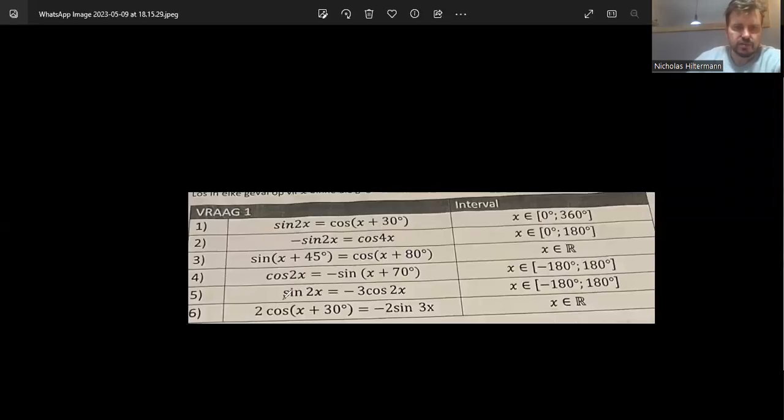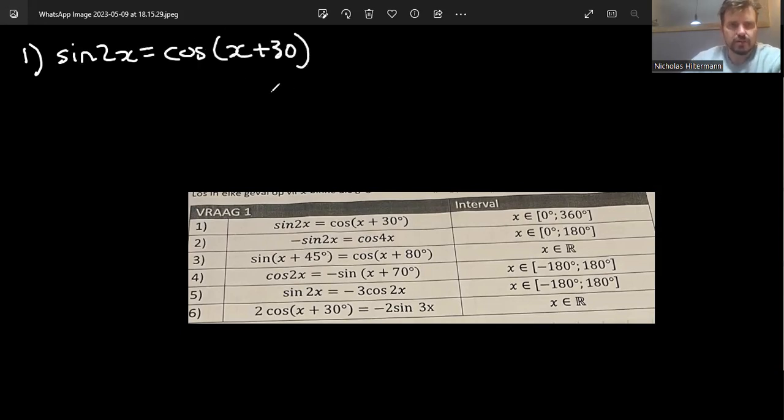Okay, so this first question here: sine 2x equals cos(x + 30). When we have a sine and a cos, we want to get them both to either sines or coses. So we know that sine x is equal to cos(90 minus x). That's just a rule that we need to know.